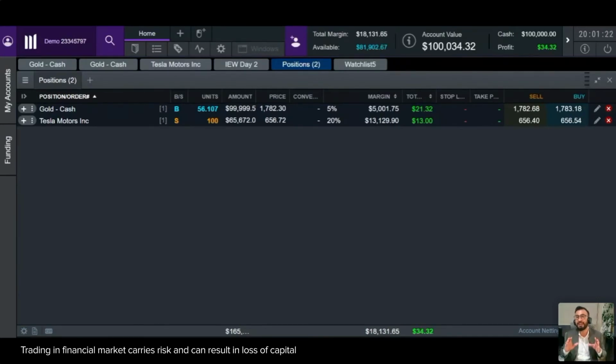I hope short selling is clear at the moment. I hope margin trading is clear at the moment. See how you're making money right now in short selling. Look at my position. I short sold it at 656.72. Look at the buying price, 656.38. So my buying price is less than my selling price. That's why I'm in profit.